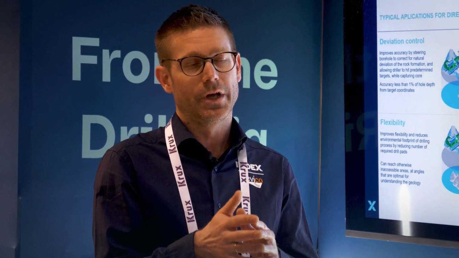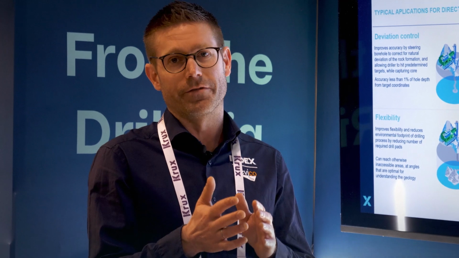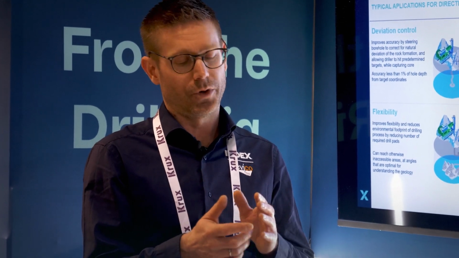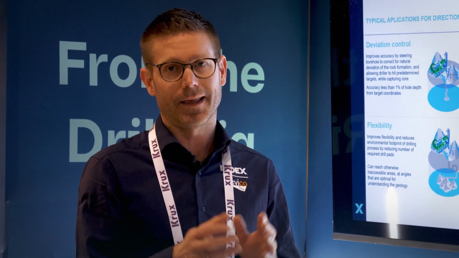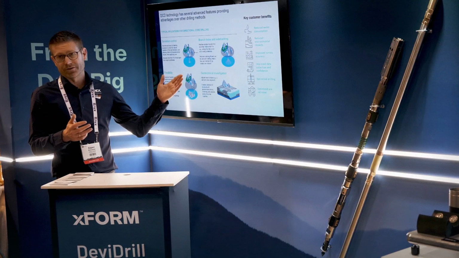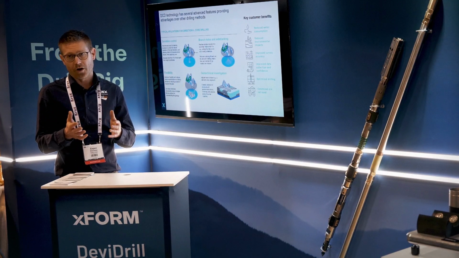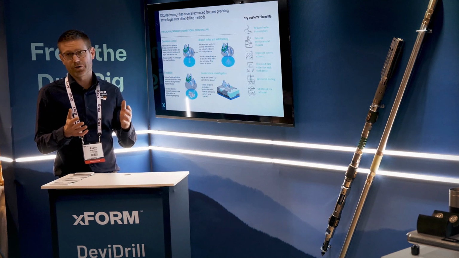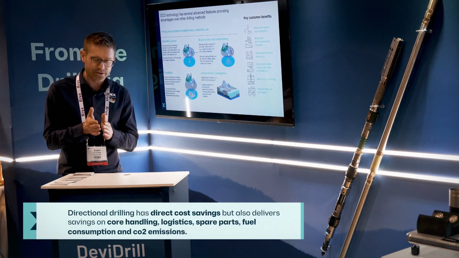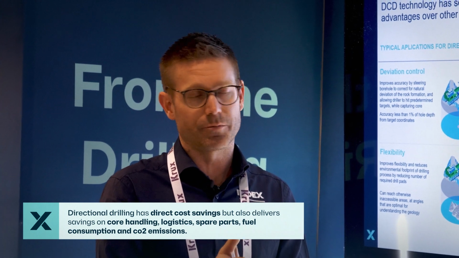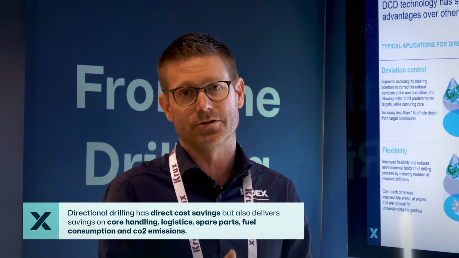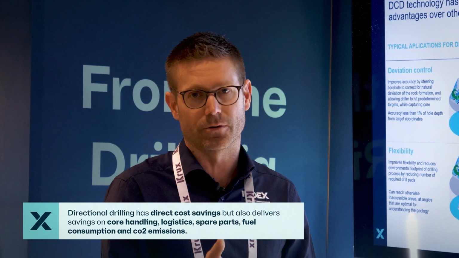And it continues. So by using the cutting the curve method, you don't need to put any wedge or cement or anything like that in the borehole. Depending on the size of your program, you will either way save time, money, and meters by using directional. And that's just the actual direct cost savings, right? But you have less core handling, you have less logistics, you have less spare parts, you have less fuel consumption, less CO2 emissions. So it's a lot of things where you can save by using a branch program.